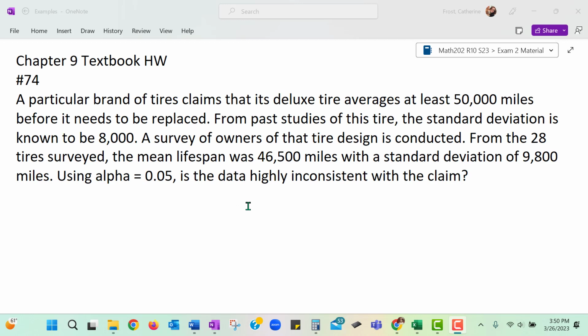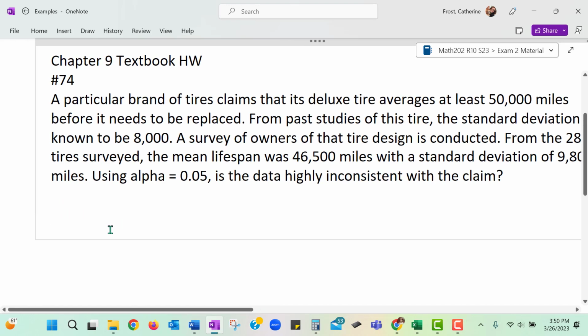From past studies of this tire, the standard deviation is known to be 8,000. A survey of owners of that tire design is conducted. From the 28 tires surveyed, the mean lifespan was 46,500 miles with a standard deviation of 9,800 miles. Using alpha equals 0.05, is the data highly consistent with the claim?